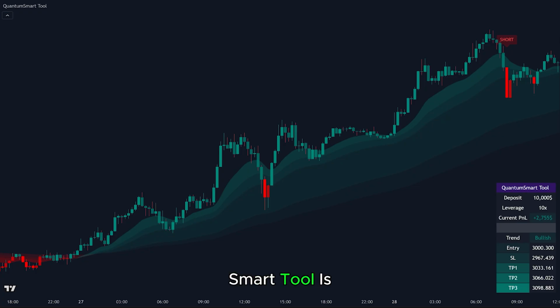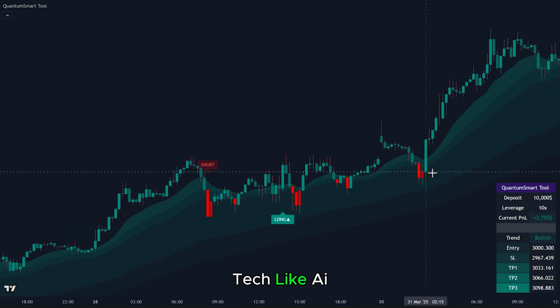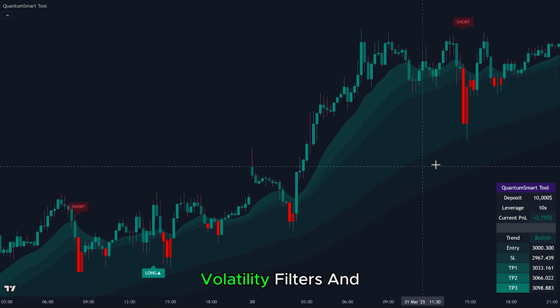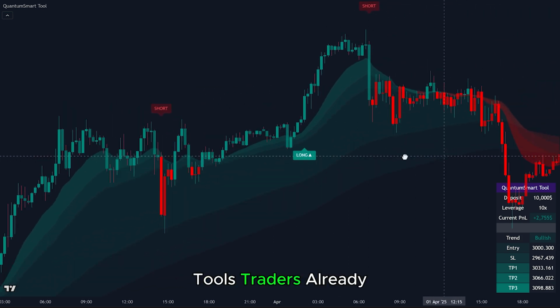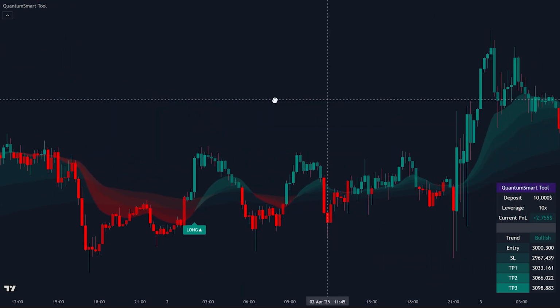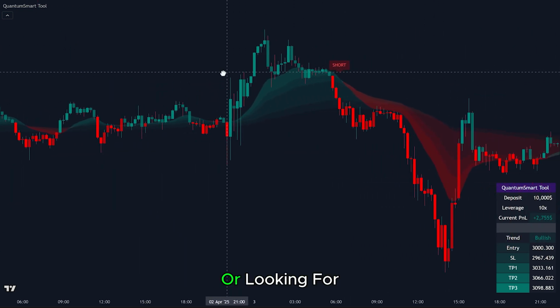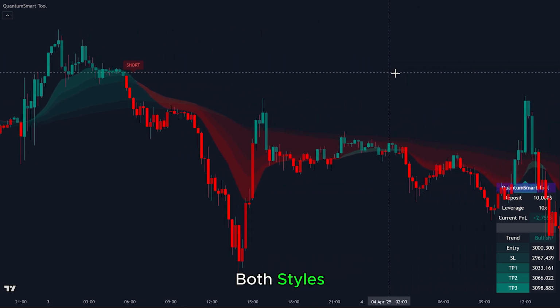The Quantum Smart tool is a next-generation trading system. It combines advanced tech like AI, smart volatility filters, and statistical models with the classic tools traders already know like RSI, moving averages, and super trend. Whether you're trading with the trend or looking for reversal setups, this tool is built to support both styles.